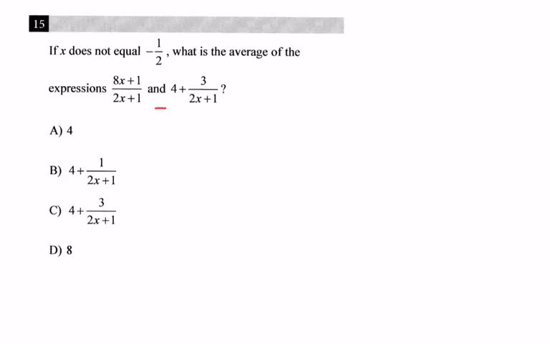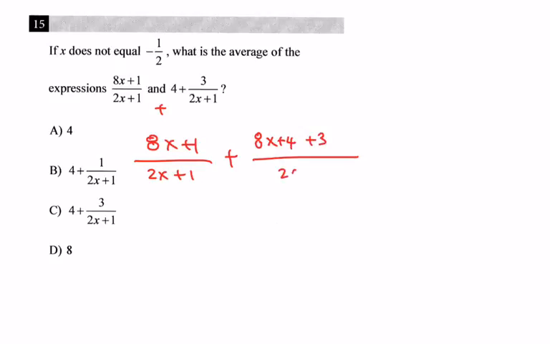X is not equal to negative 1/2, so that the fractions will be defined. And what's the average? Then what we have to do is add them up and then divide that by 2. So let us try to add first. The denominators are the same, 2x plus 1. The first one is 8x plus 1. But the second one, 4, has to be rewritten as 4 times 2x plus 1, which is 8x plus 4, and then plus 3 from the second part.